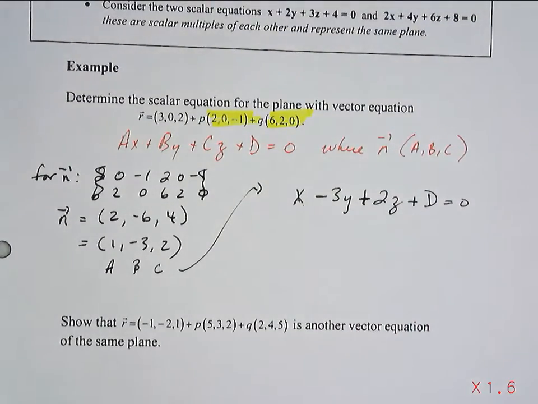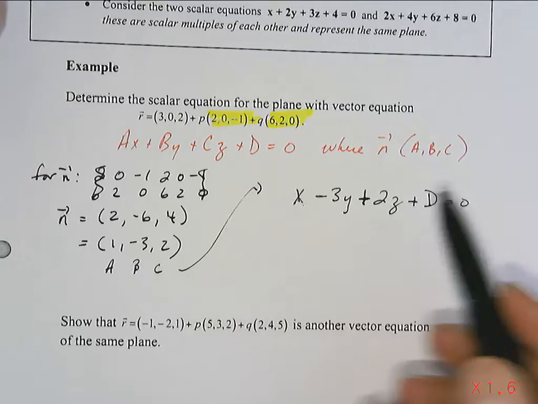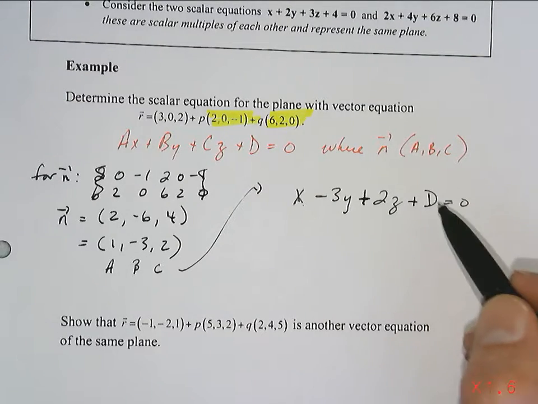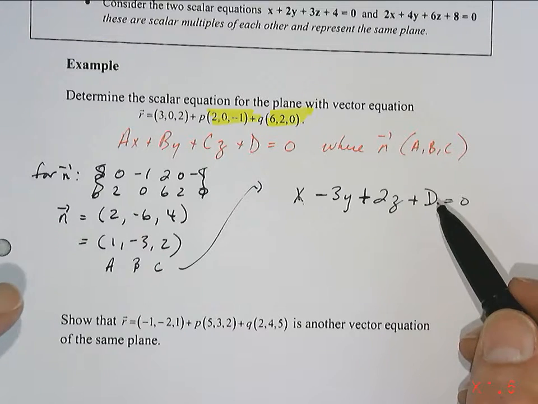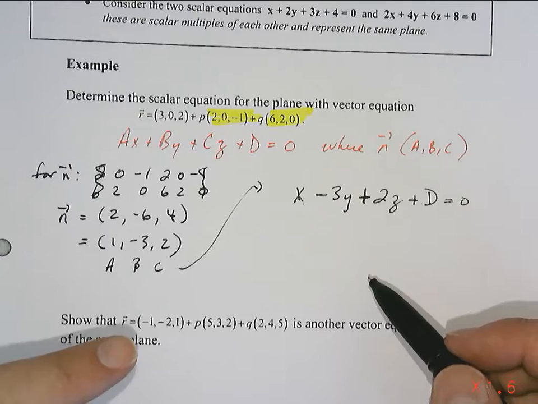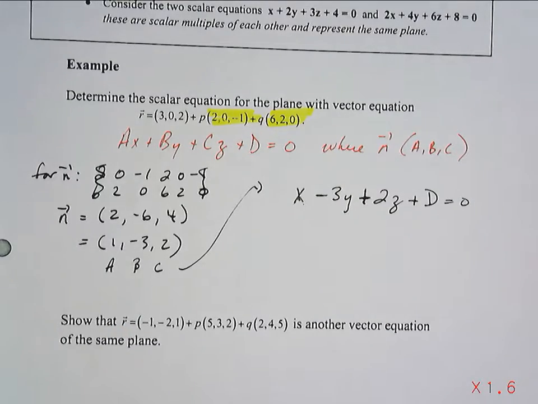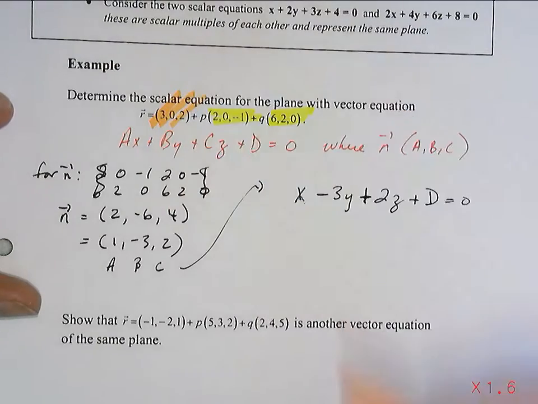All right, so this is what we have. So what are we going to do? We know the normal. What we don't know is this d value. But this d value is dependent upon a point. It would be dependent upon any point that's in the plane. Do we know a point on the plane? The answer is a resounding yes. We know a point on the plane.